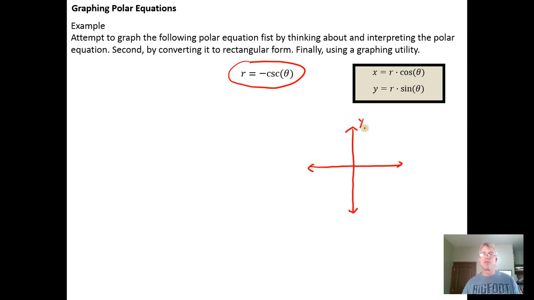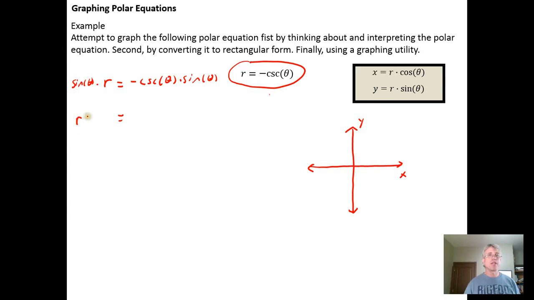So here's my xy coordinate system imposed on top of my polar coordinate system. I want to look at this and say, hey, I have the radius equals the opposite of the cosecant of theta, and the cosecant is just the reciprocal of the sine, right? Cosecant equals 1 over the sine. So if you multiply the cosecant times the sine, you're going to get 1. If you multiply something by its reciprocal, you get a 1. So something that we could do here is multiply both sides by the sine function.